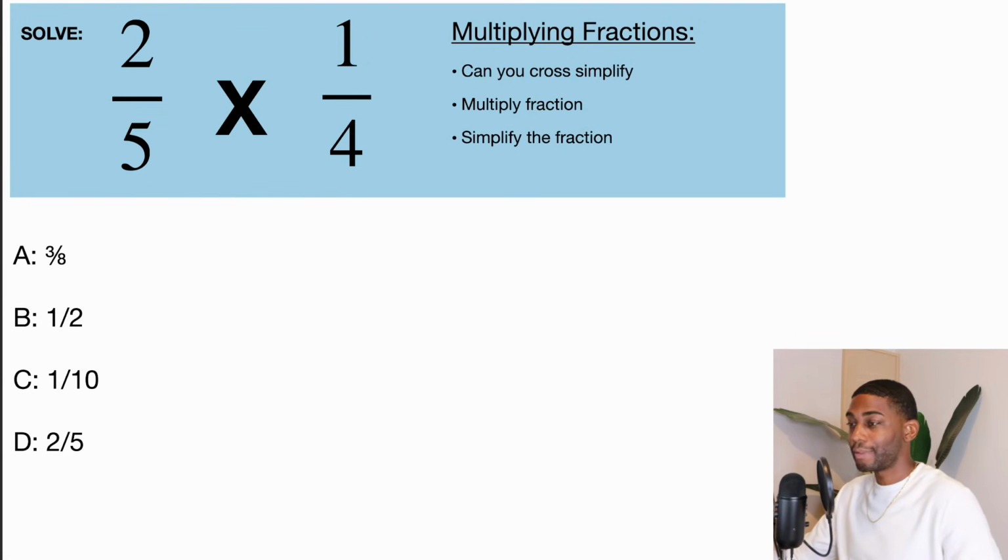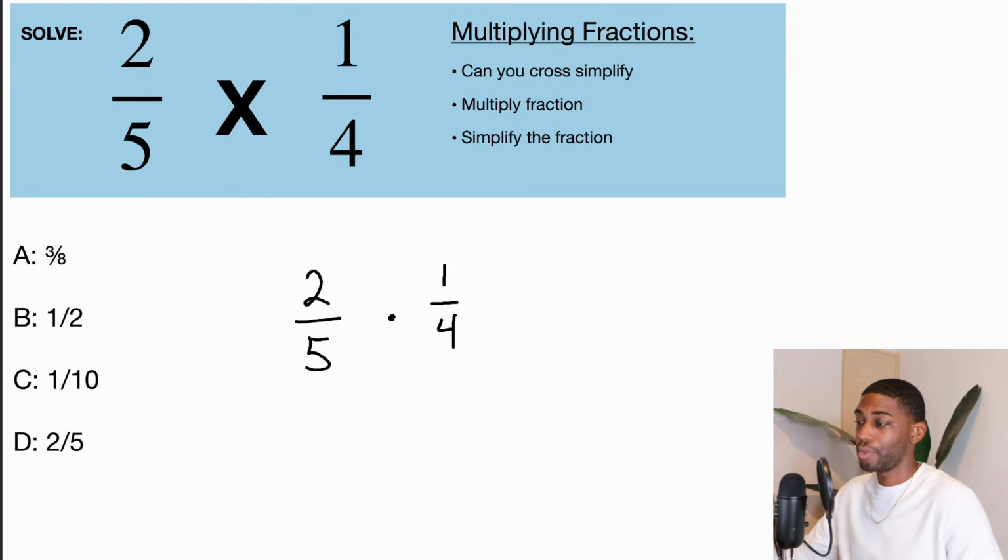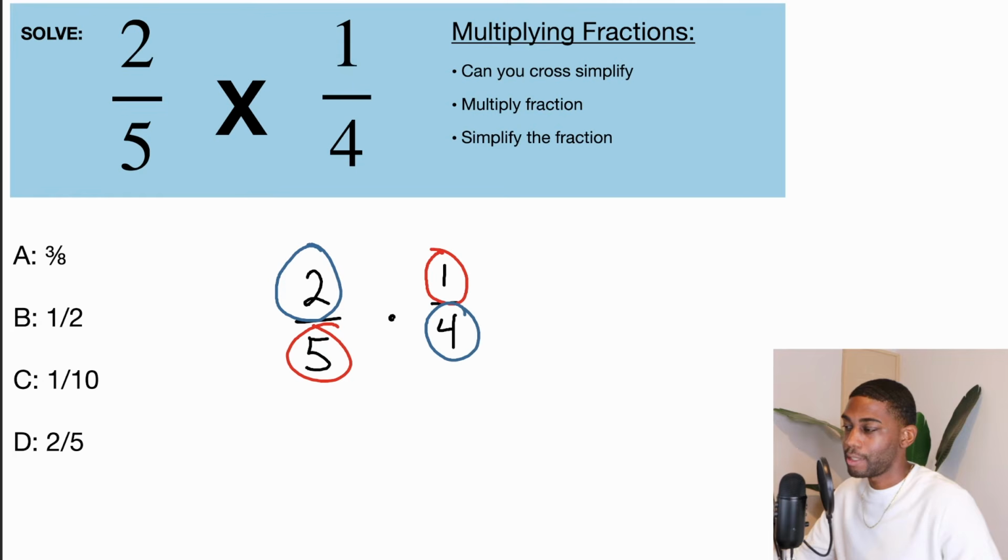2 over 5 times 1 over 4. Can we cross simplify? The answer actually is yes. We can't cross simplify this 1 and 5. However, we can cross simplify on the other end this 2 and 4. Does that make sense? So we can cross simplify that 2 and 4.